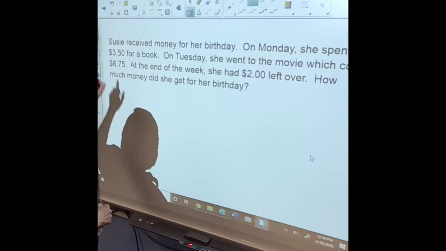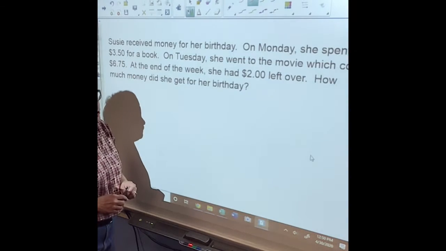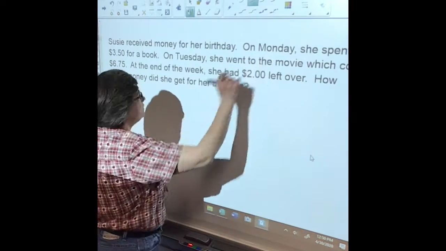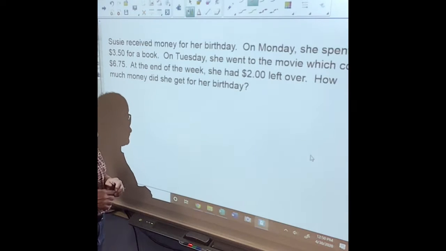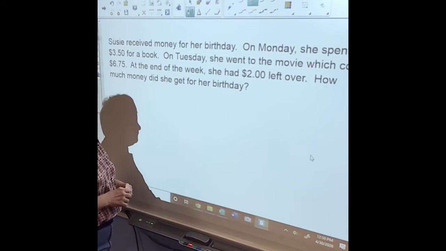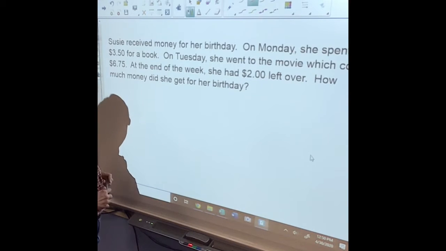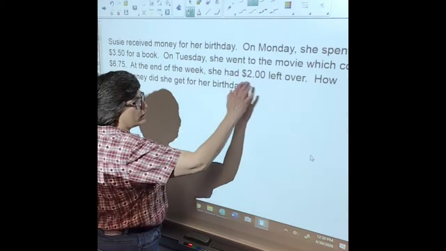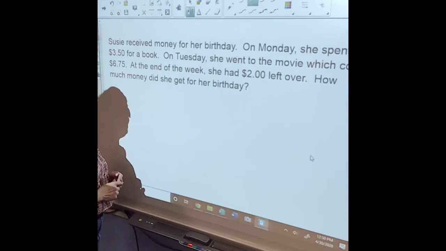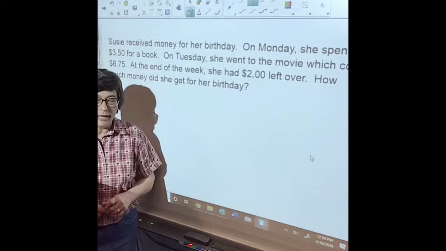Let's read it. Susie received money for her birthday. On Monday, she spent $3.75 for a book. On Tuesday, she went to the movie, which cost $6.75. At the end of the week, she had $2 left over. How much money did she get for her birthday?